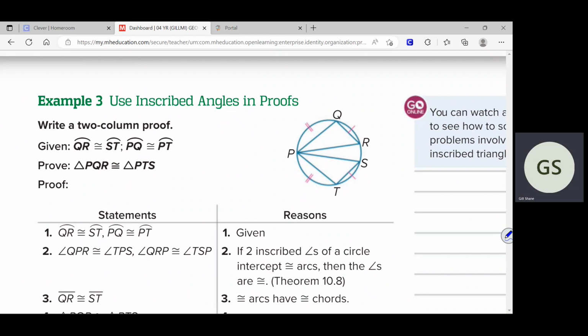We learned a couple of ways to actually prove this. I'm going to do it differently than the way they did it, and then I'll explain what they did. The way that I'm going to do it is the way that makes the most sense to me. So, what do we know based on those congruence markings? What do the congruence marks tell us?